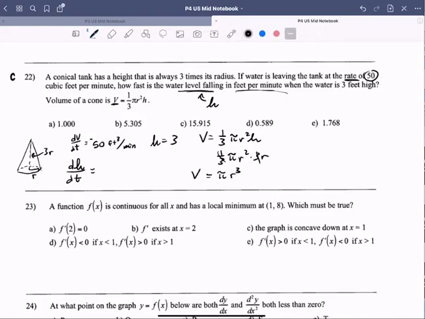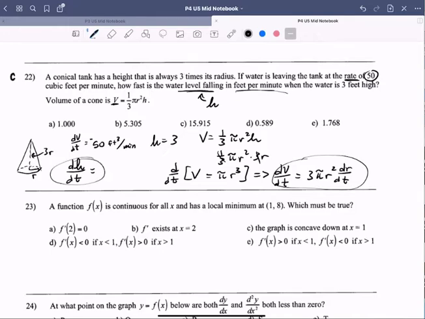All right, now I don't have to do product rule or anything like that. So let's take the derivative of this with respect to time, that way we can get our dV dt. So we get dV dt equals 3 pi r to the second power times dr dt. Okay, there you go. And what we want to know is dH dt, but we don't have a dH dt in this guy. But the dr dt is related to dH dt.